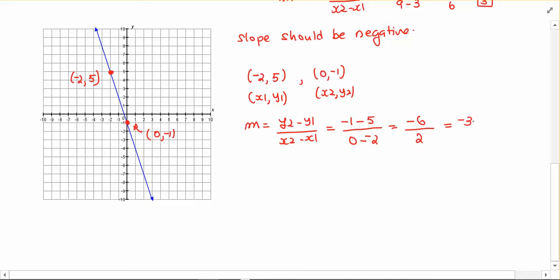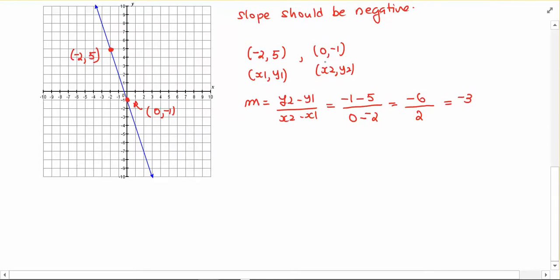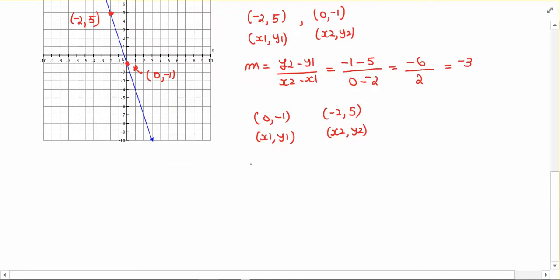Now, just to prove to you that it doesn't matter which naming I chose for the coordinates, for example, what if I had called this one here x1, y1, and then this coordinate there x2, y2? Would I get the same answer? So m this time is going to be y2 minus y1 over x2 minus x1.